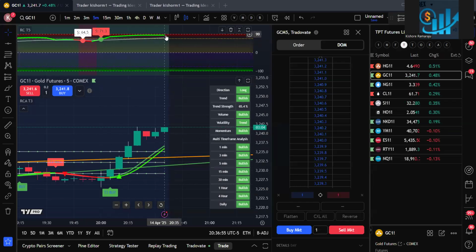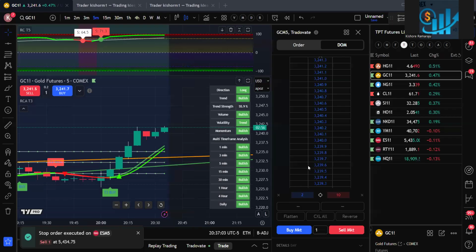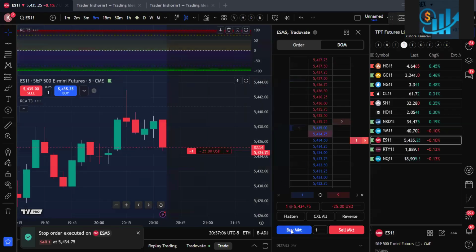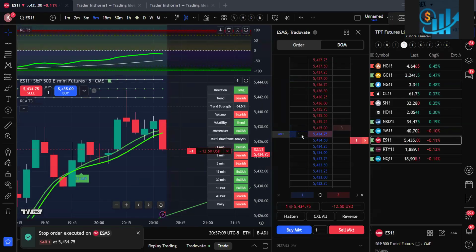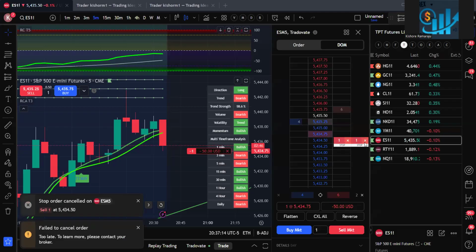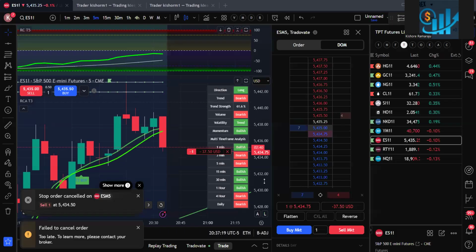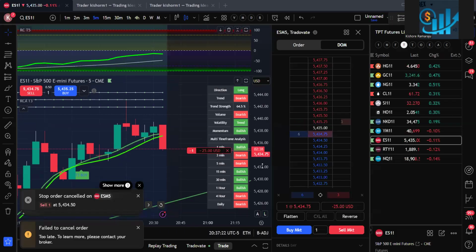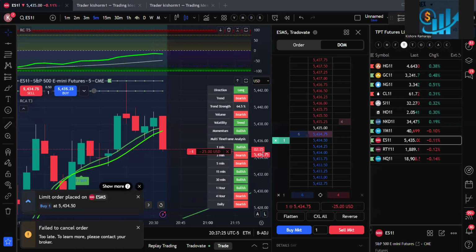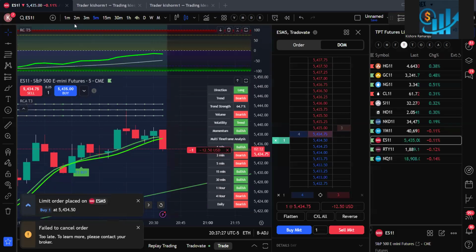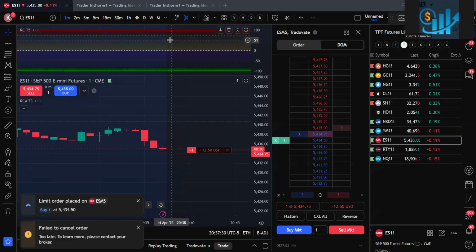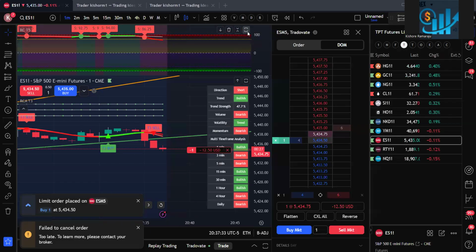In 5 minutes also, it is already at the top. So better we wait for the reversal. Cancel my stop loss orders. Because in 1 minute it went all the way to the top. Right, it started dropping.